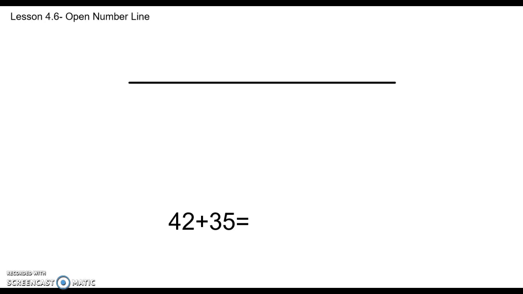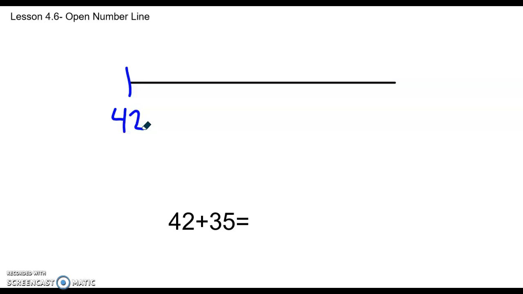Hello, second graders. Today we will be using the open number line strategy to add two two-digit numbers. We are going to take a look at our problem, which is 42 plus 35. To begin, we are going to place our first number in the problem, 42, at the beginning of our open number line.